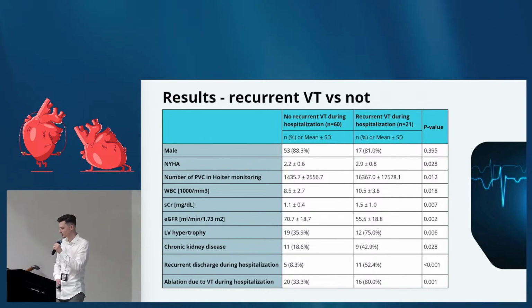If we now look at the analysis of different variables depending on the relapse of ventricular tachycardia, we observe that patients who experienced the recurrent VT during hospitalization had mainly a higher New York Heart Association class and greater number of premature ventricular contractions in Holter monitoring, as well as higher white blood cells level, serum creatinine concentration level, along with lower eGFR level. Moreover, they had greater prevalence of left ventricular hypertrophy, chronic kidney disease, and they experienced more often ICD reintervention during hospitalization, as well as underwent catheter ablation due to VT.